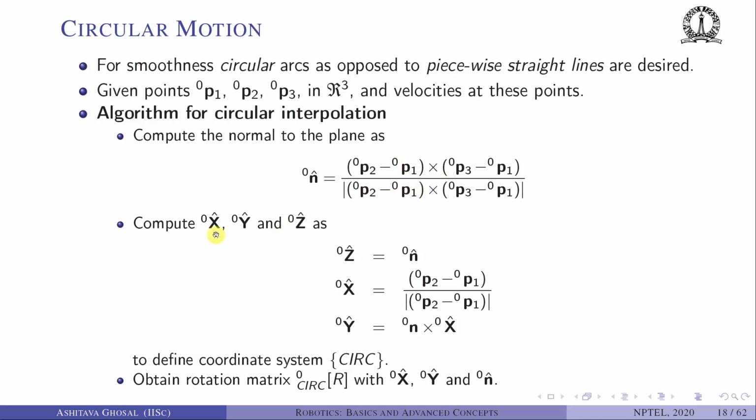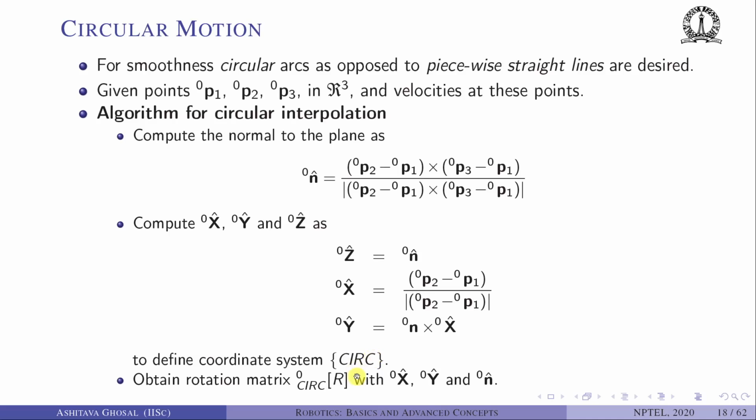Then we compute the location of the axis in this plane. Let's call them x, y, and z. So the z axis is along the normal. The x axis is between P1 and P2, again made into a unit vector, and the y axis is z cross x, so a right-handed coordinate system again. So these x, y, and z axes will define the coordinate system CIRC, denoting circular.